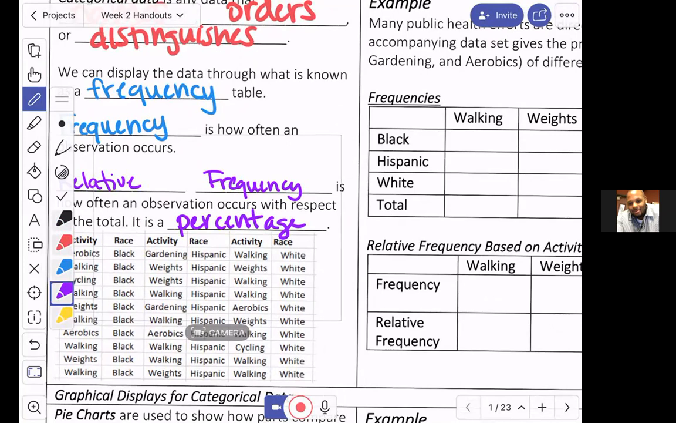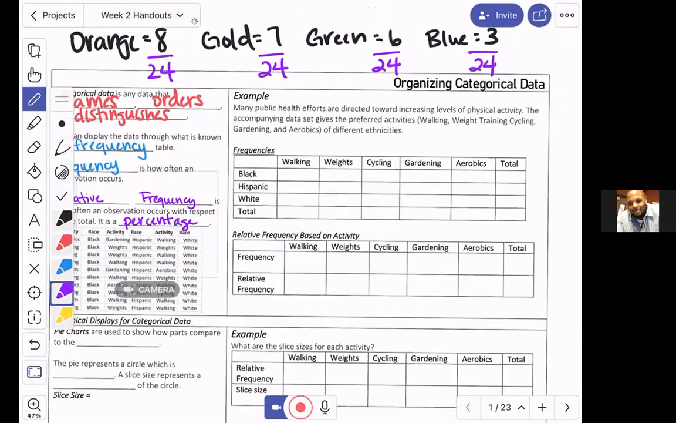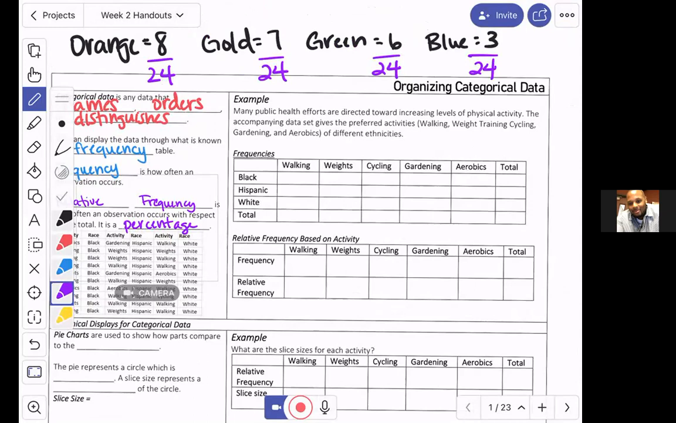All right. Now, what we're going to do then is create a frequency table. And from that frequency table, we're going to find frequencies. And with those frequencies, we're going to find relative frequencies as well. All right. So look at this particular example that I have right here. It says, many public health efforts are directed toward increasing levels of physical activity. The company data set gives the preferred activities, and they give you the activities of walking, weight training, cycling, gardening, and aerobics of different ethnicities.